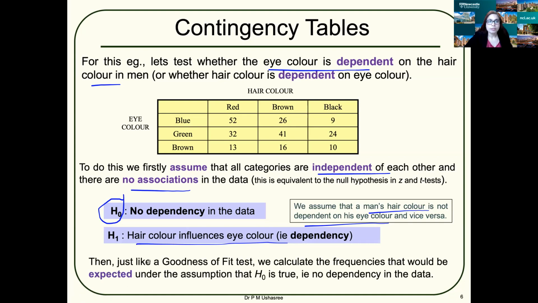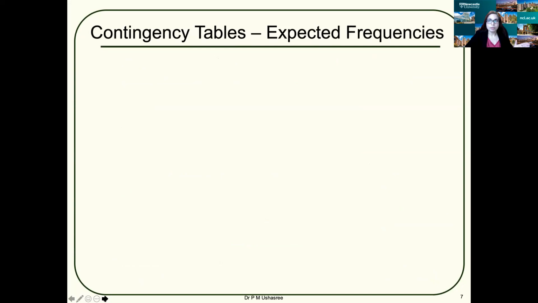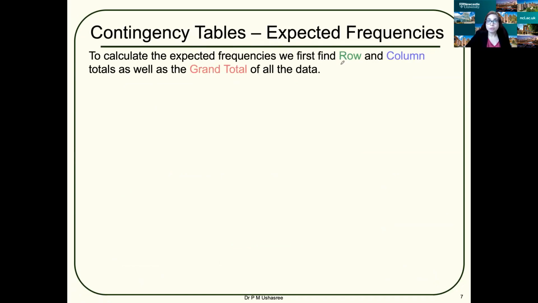Just like a goodness of fit test, we calculate the frequencies that would be expected under the assumption that the null hypothesis is true. That is, there is no dependency. So we're going to calculate the expected frequency now. And how do we do that? First, we have to find the row total, column total, and grand total. Okay, let's do that now.